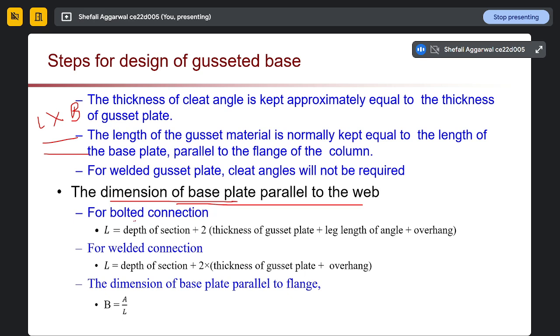So for a bolted connection, the length of the base plate is given as depth of section plus 2 times thickness of gusset plate plus leg length of angle plus overhang. And in case of a welded connection, the length of the base plate is given by depth of section plus 2 times thickness of gusset plate plus overhang. In this case, we are not providing any cleat angle, so the leg length will be removed.